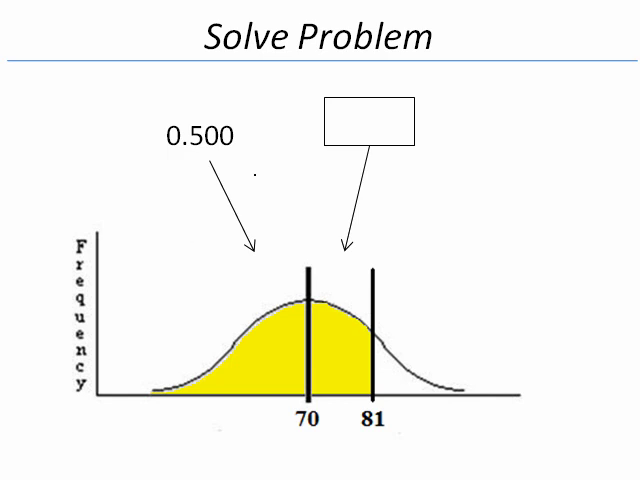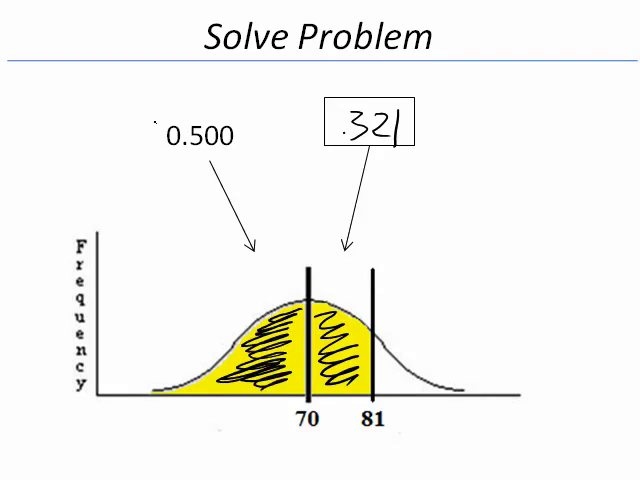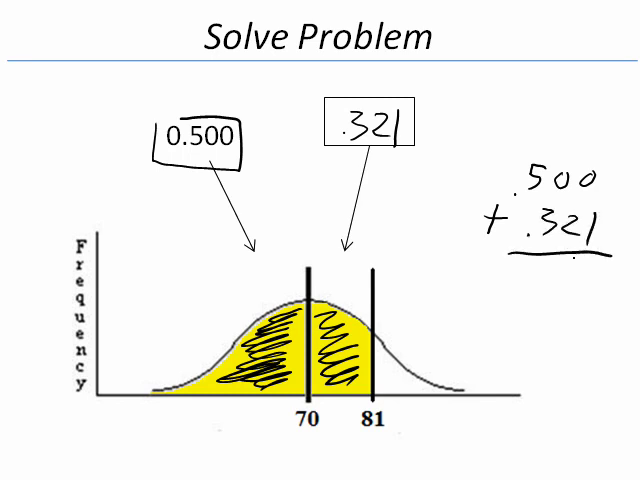Our last step is to solve the problem. So we know that the area between the mean and z, this area, is 0.321. We also know that half the population is below the mean, and that is equal to 0.500. So if we want to find out the percentile ranking for someone who has an 81, we can say 0.500 plus 0.321 comes out to be 0.821. So 0.821 of the population is below an 81.